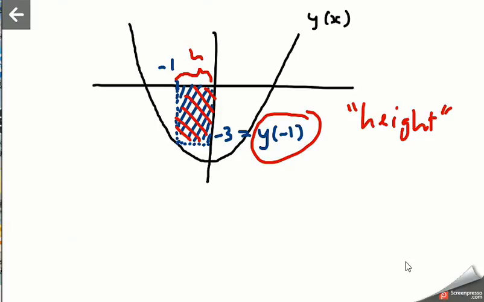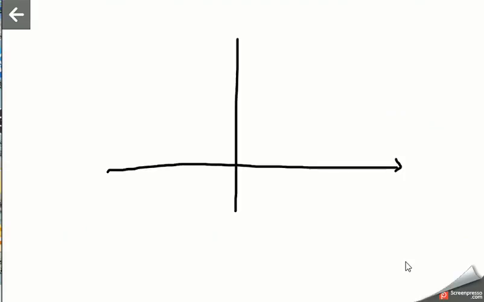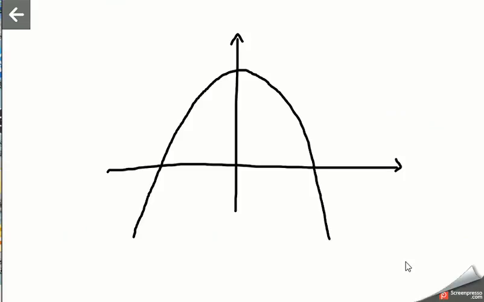If I wanted to calculate the positive area, I would have to flip this thing up the other way. I would have to have negative y of x. So this is negative y of x this time. That would actually be 4 minus x squared.